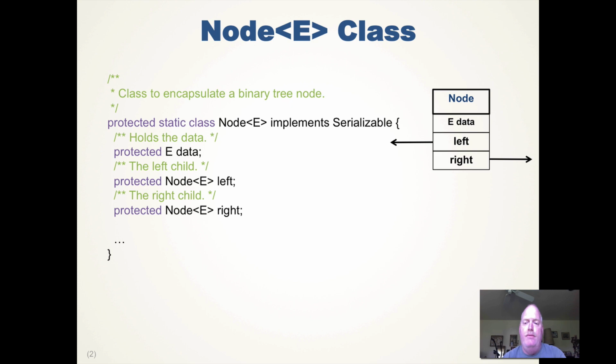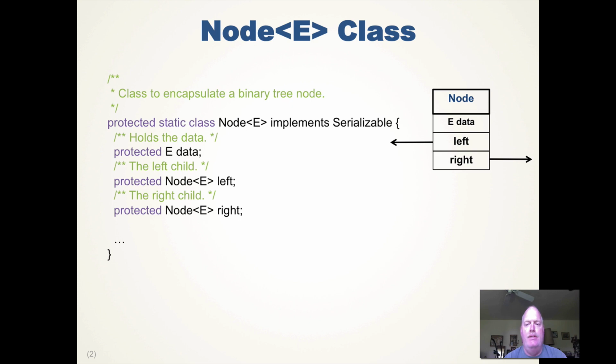So first off, we have to define what a binary tree node looks like. It implements serializable so that we can use Java to store and retrieve the instances simply. The node has, just like the doubly linked list, the data. We're making it protected because we want to have access when we subclass the binary tree class. We have a left and a right, just like next and previous.